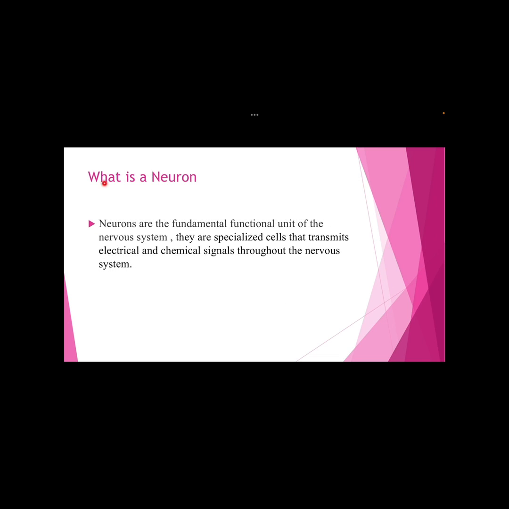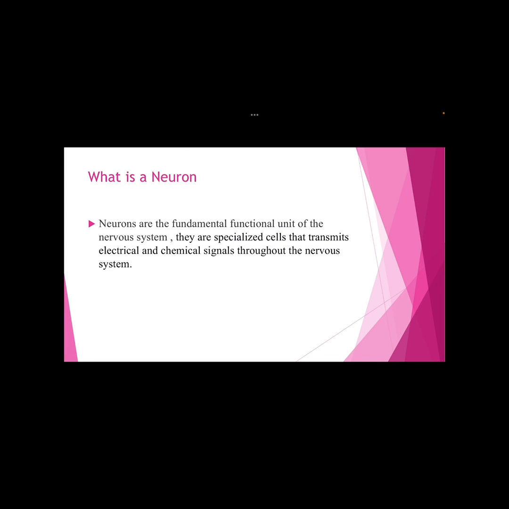So, what exactly is a neuron? Neurons are the fundamental functional unit of the nervous system. They are specialized cells that transmit electrical and chemical signals through the nervous system. So I will give you an example. You can think of the neuron as the body's messenger.